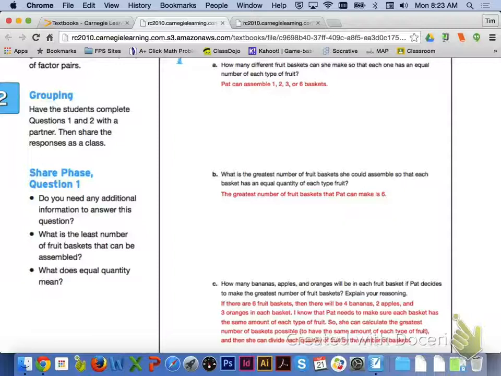We know that Pat needs to make sure that each basket has the same amount of each type of fruit, so she can calculate the greatest number of baskets possible, which we know is 6, and each of them having the same amount of each type of fruit, and she can divide each quantity of fruit by the number of baskets.